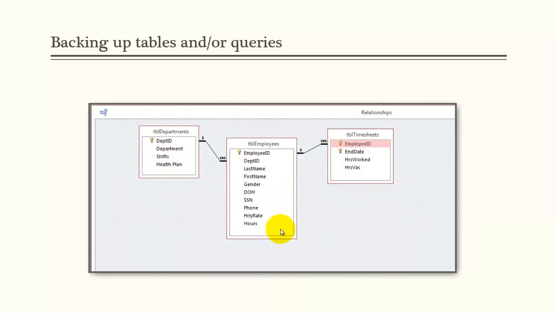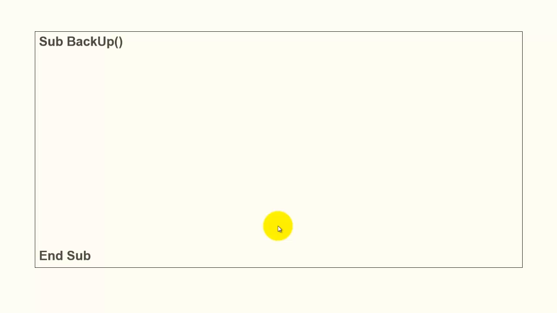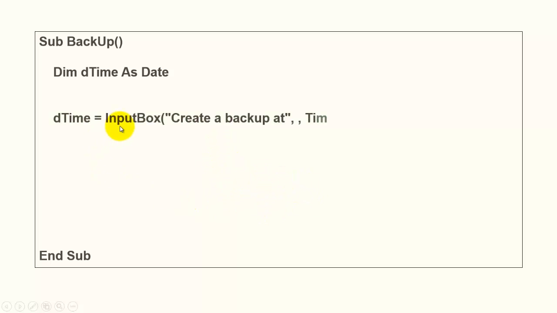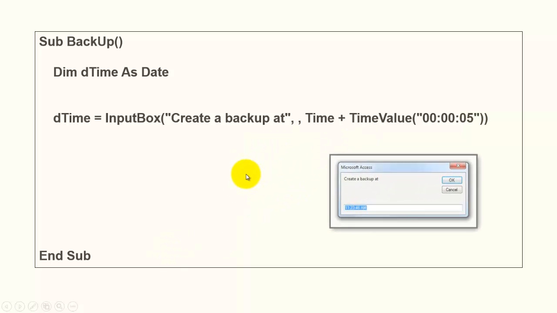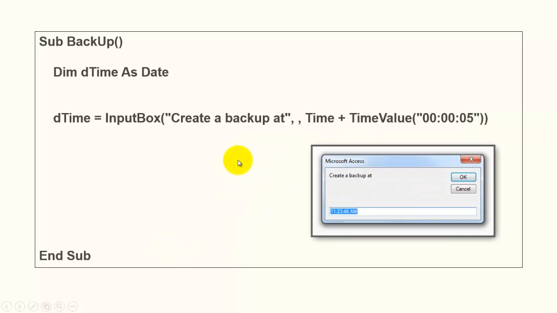I used a very simple one that has only three tables, no queries, but for queries you would do something similar. So we create a subroutine in VBA. I called it backup. I declared a variable of the date type. I ask through an input box, at what time do you want to create a backup? For this example, I just used the current time plus 5 seconds later.